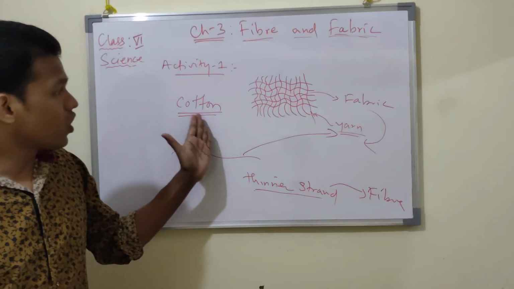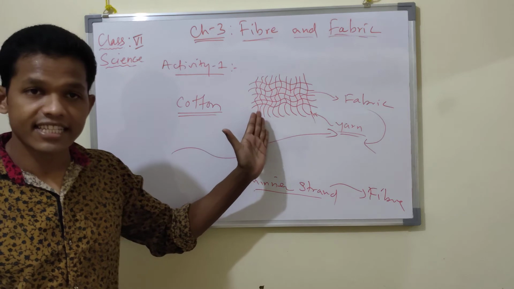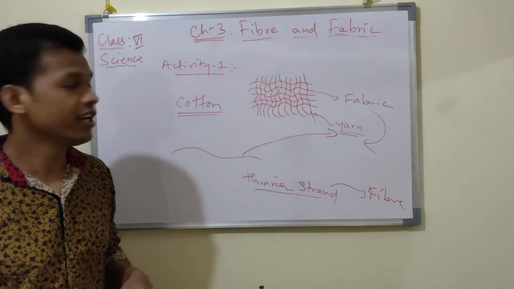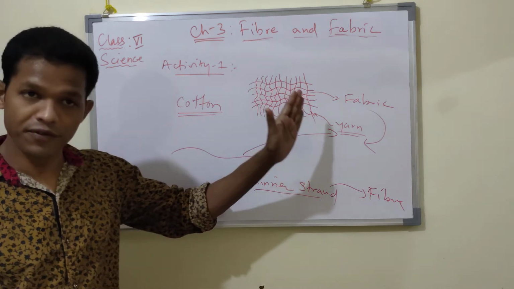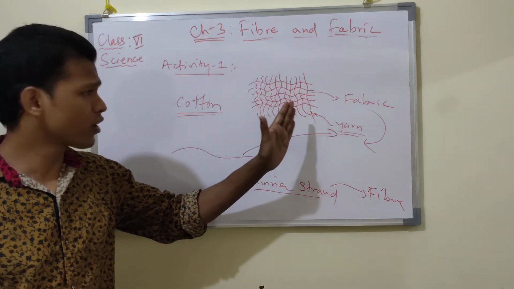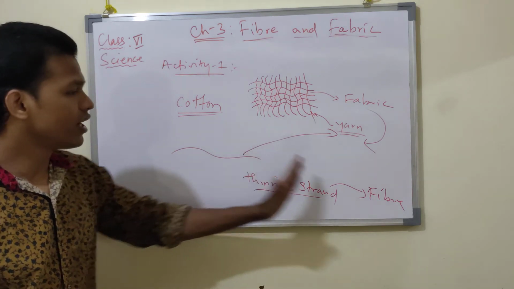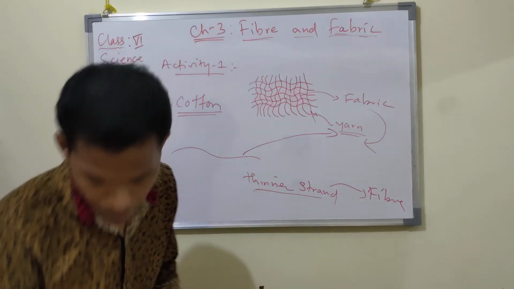What you understood? Cotton, jute, silk, synthetic or woolen, they are of different fabric. They are different cloths, but they are made up of what? Different fibers. They are made up of different fibers.